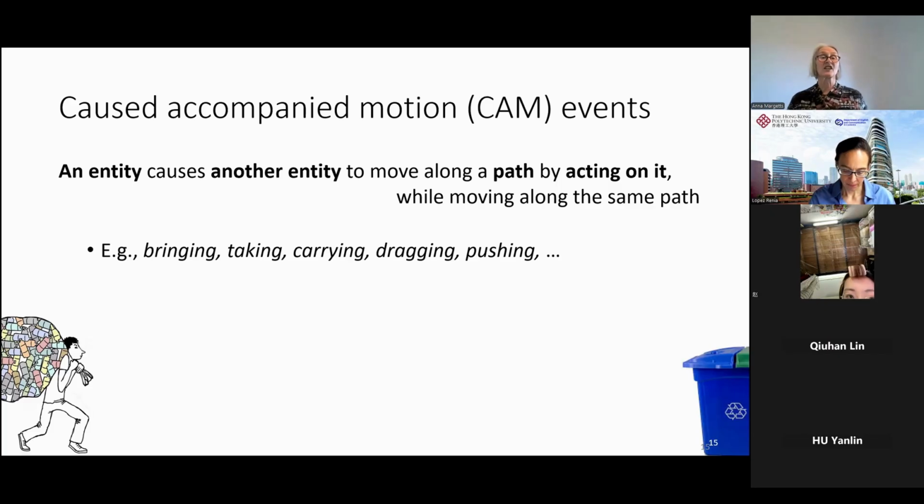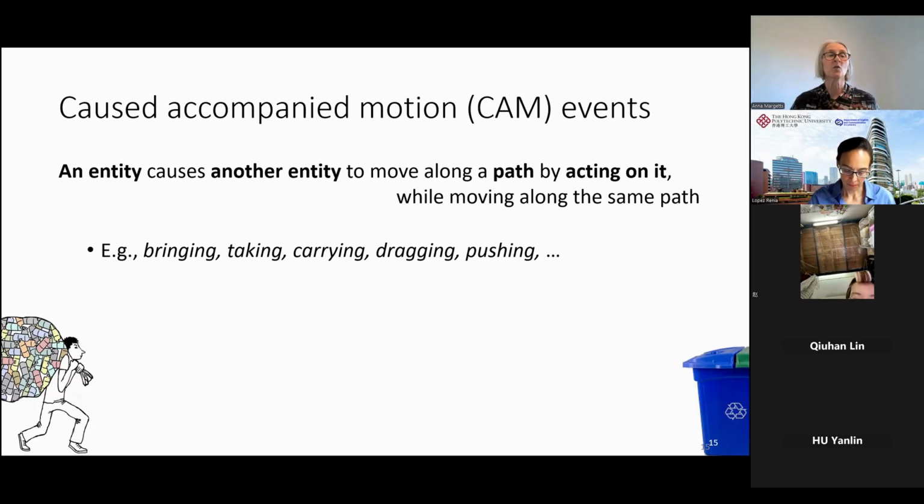There are many languages that do not have verbs of that exact semantic composition. In fact, there are many languages that don't have bring verbs, and you need to use 2 clauses to express the concept of bring. So that's why we move now to the notion of caused accompanied motion to replace the English labels bring and take.